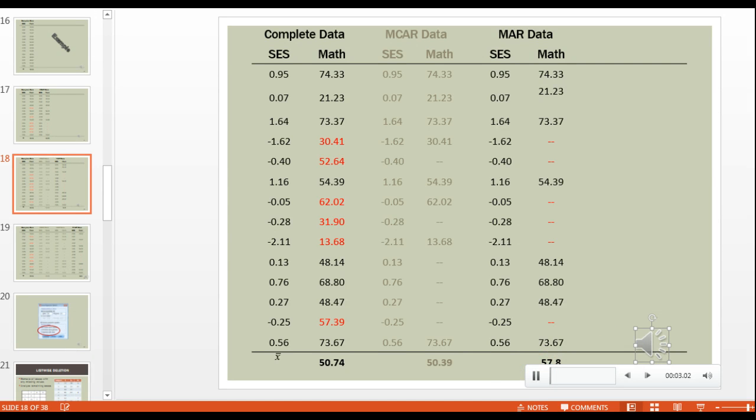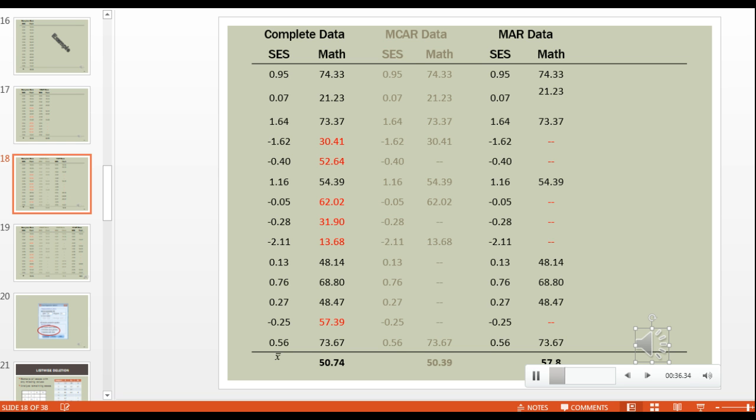So now we have a situation of MAR data, or missing at random. And remember, this situation is where we have missingness correlated with SES, and we have missingness also correlated with the DV. So this means that, again, missingness was predicted by SES scores, so we can tell who is going to be missing based on their SES scores.